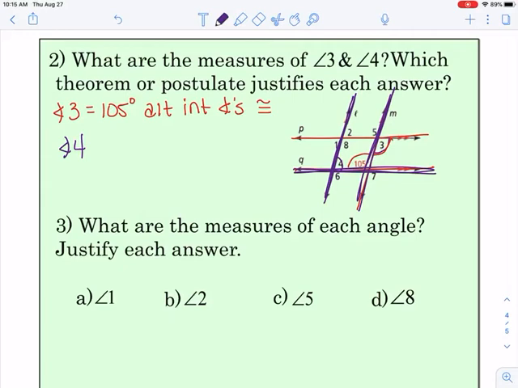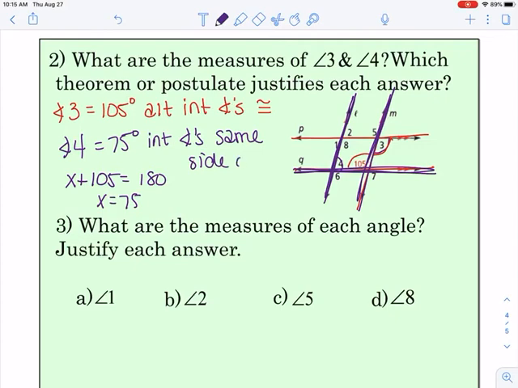So to find angle 4, I really want to know the measure of that angle plus 105 equals 180. So what plus 105 would equal 180? It would be 75. So angle 5 is going to be 75 degrees, and that is interior angles, same side of the transversal, are supplementary. They add to 180.